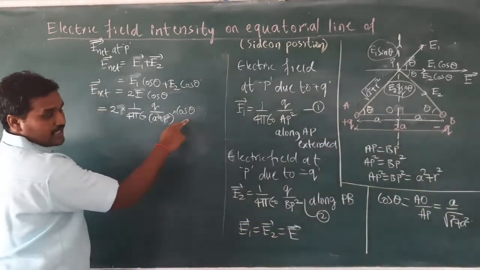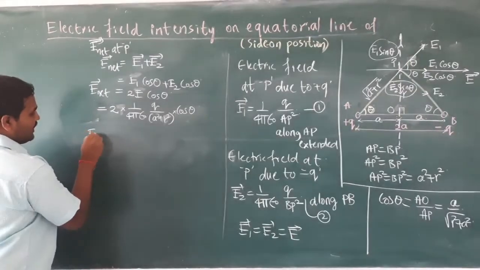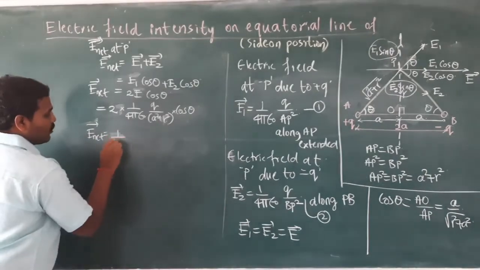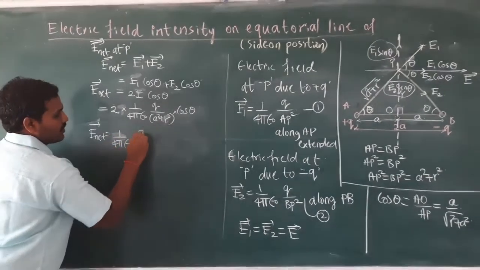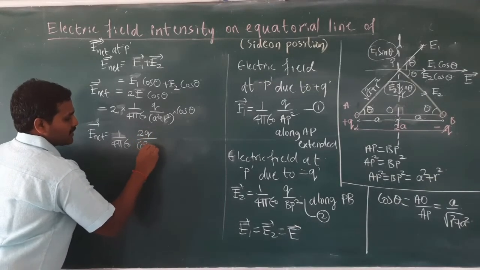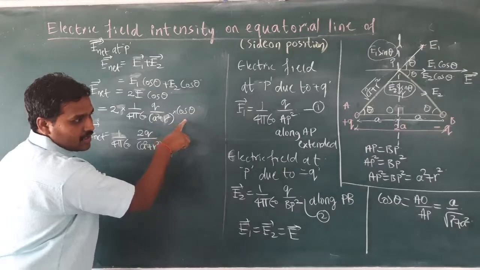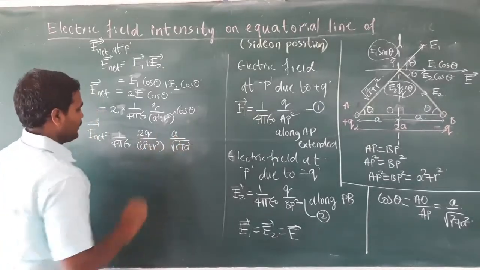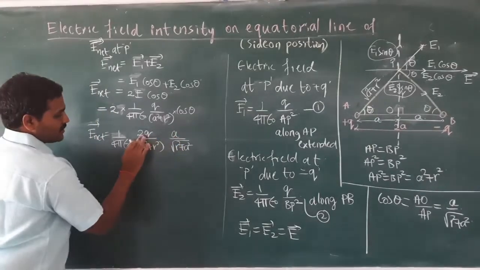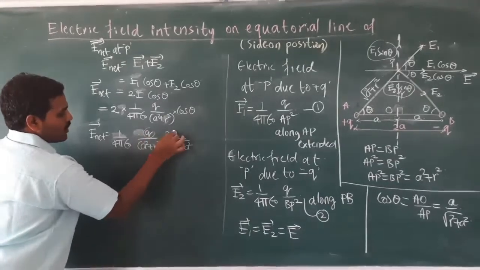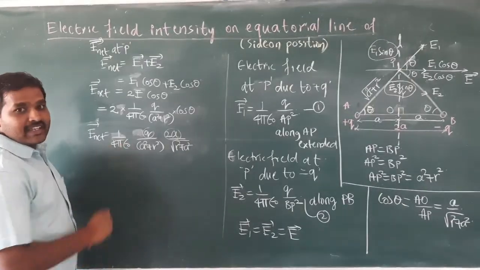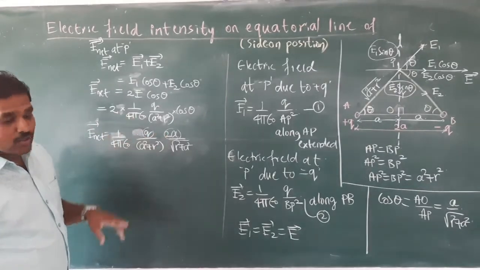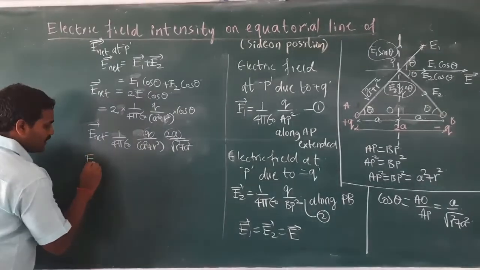The same thing I substitute here in cos theta. So this net electric field, I can write it as 2 into, this 2 I will write inside, 1 divided by 4 pi epsilon naught 2q divided by a square plus r square. I substitute the value of cos theta here, that is a divided by root of r square plus a square. Okay, observe here, this I can write as q into 2a. So what is this q into 2a? Is it not the electric dipole moment? Electric dipole moment is the product of any one of the charges and dipole length.